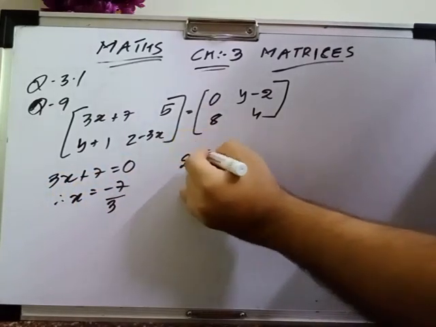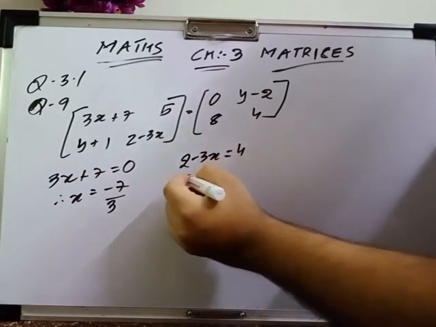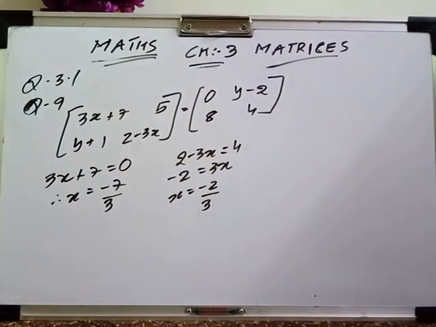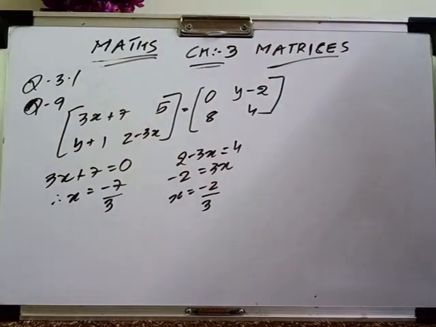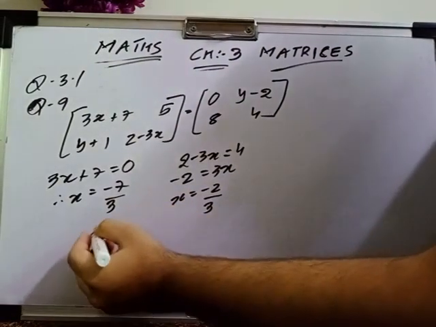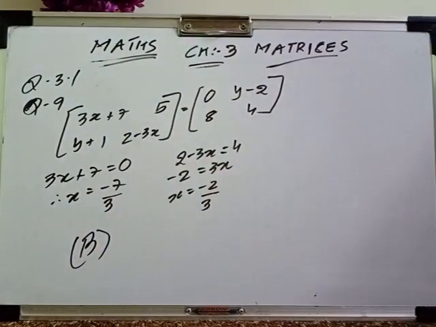And if I compare this, then I will have minus 2 is equal to 3x. x is equal to minus 2 by 3. As you are having two values of x, and these two values are different, you are not getting the same value. One comparison is giving minus 7 by 3, whereas another comparison is giving you minus 2 by 3, right? That's why we will choose B as the correct option, not possible to find.